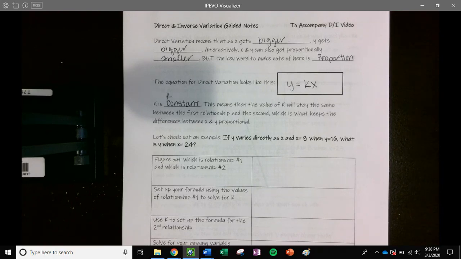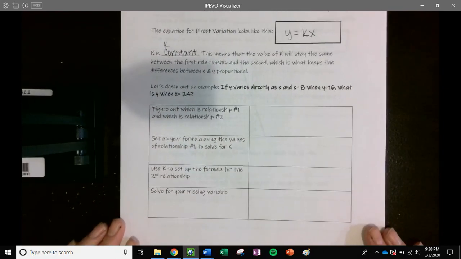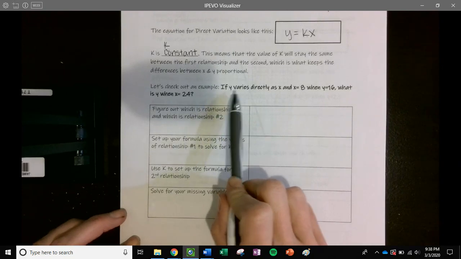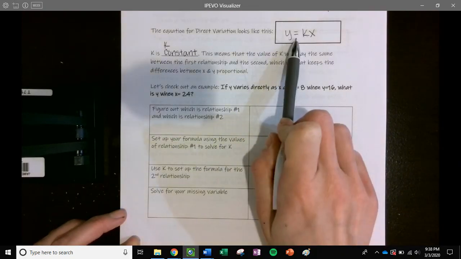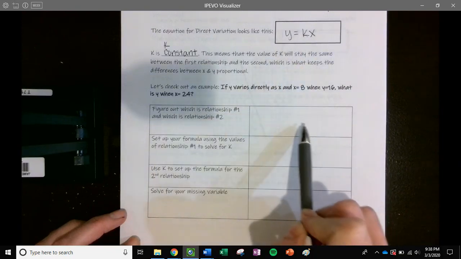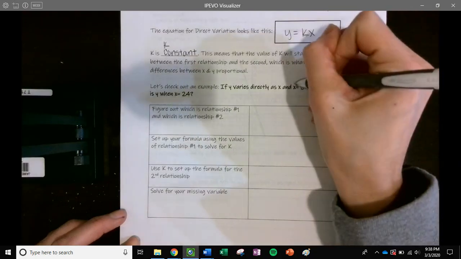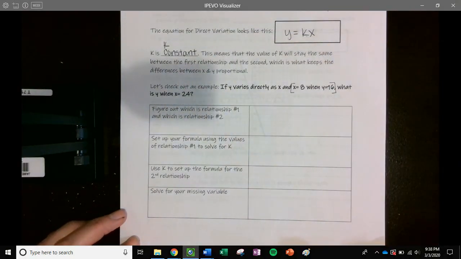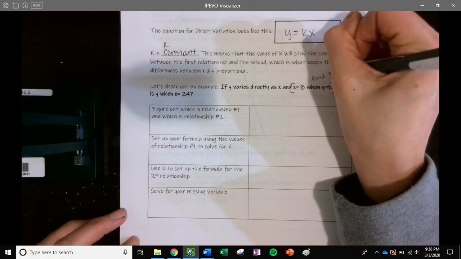So when I say relationship number 1 and relationship number 2, I am referring to the way that these problems are often set up. Okay. This problem says if y varies directly as x, meaning y will be on one side of the equal sign and x will be on the other, and x equals 8 when y equals 16. That's our first relationship right there. We have our input and our output values. So we're going to use that information to find k.